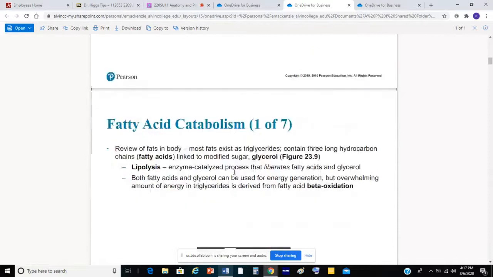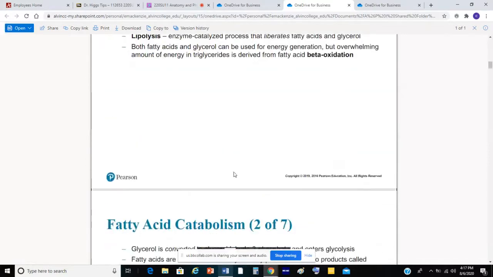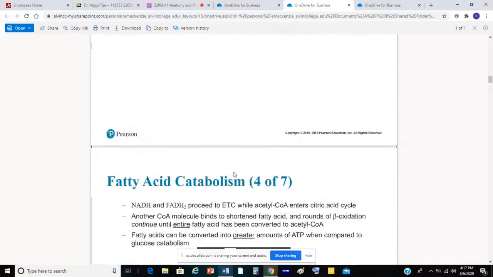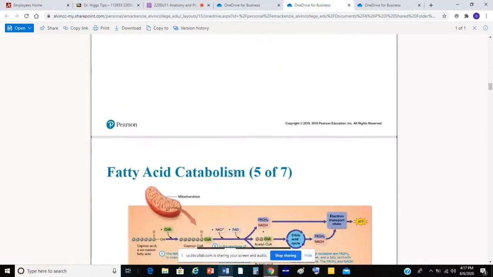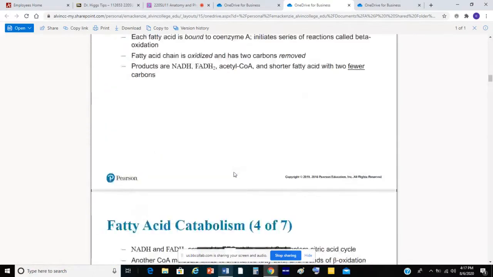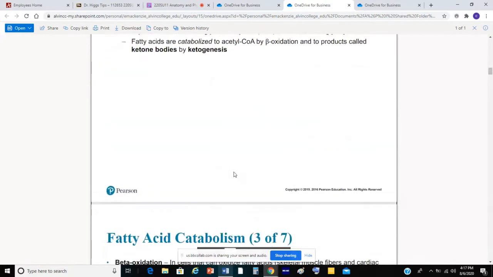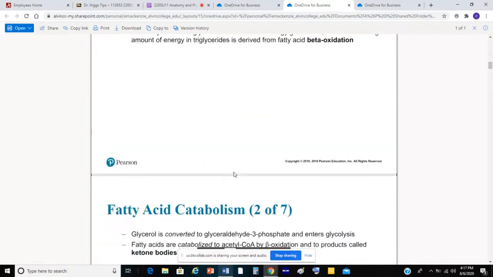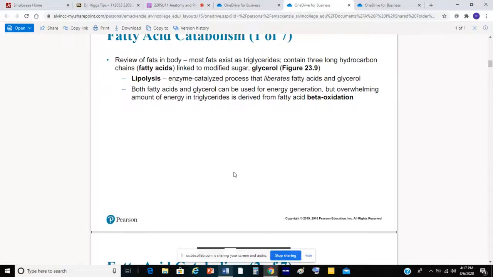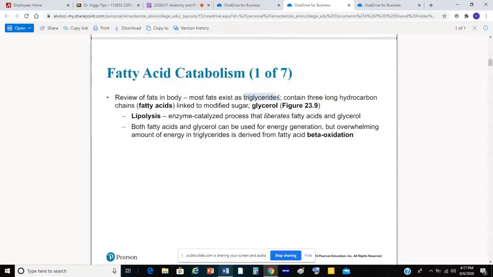So we walked you through the steps of breaking down a single sugar molecule. Well, now we got to break down fats. And when we break down fats, we're breaking down the major fats in your body. The major fat for storage of energy in your body are triglycerides. Those are the major energy-storing fats in your body.